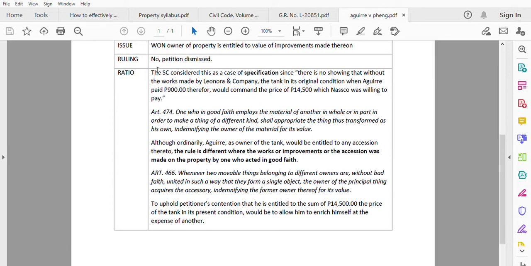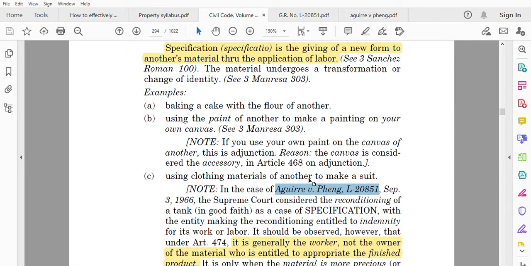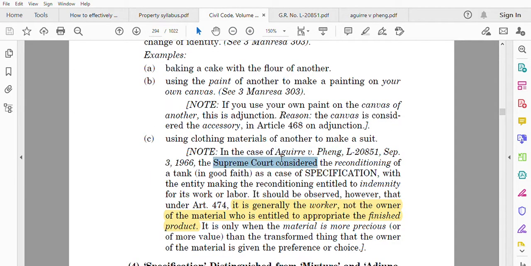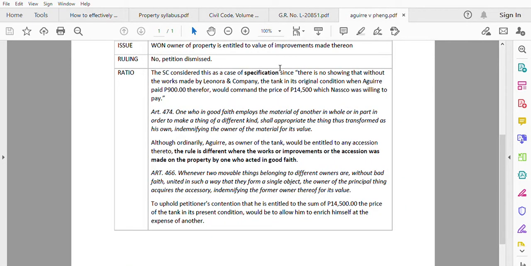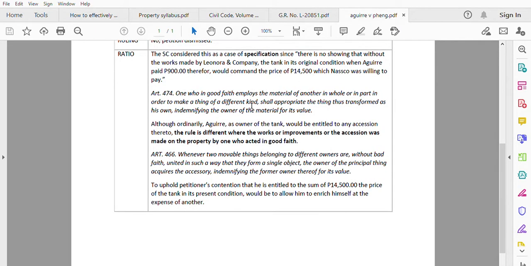So here, relevant to the topic, which is specification, as you can see in the textbook, it's mentioned here that the Supreme Court considered the reconditioning of the tank in good faith as a specification. Here you can see why, because there is a showing that without the works made, the tank in its original condition would command the price of 14.5, which NASCO was willing to pay, and also the legal basis. I've put this additionally. This was in the footnotes. This isn't necessary, but for recitation purposes, I just added this just in case.